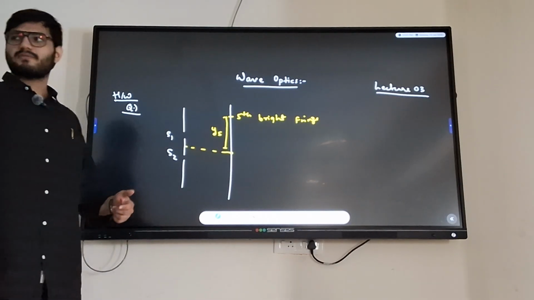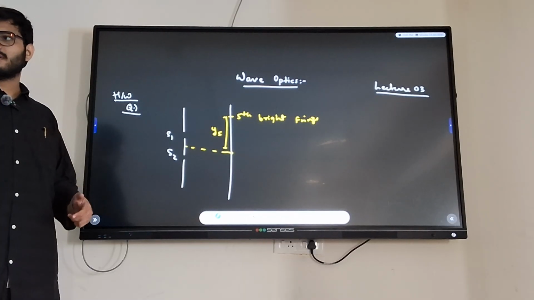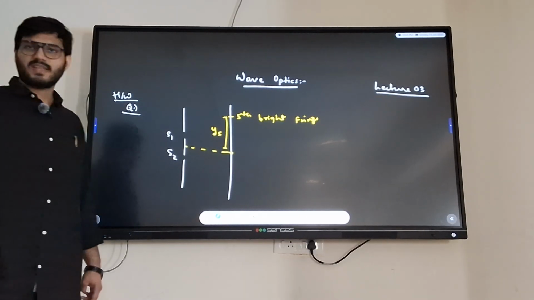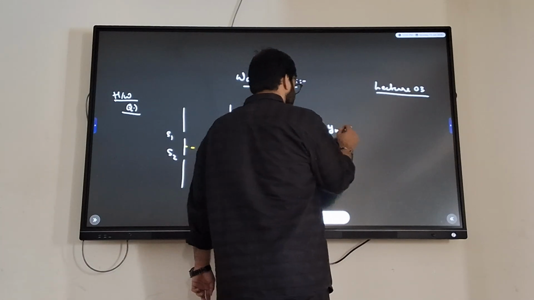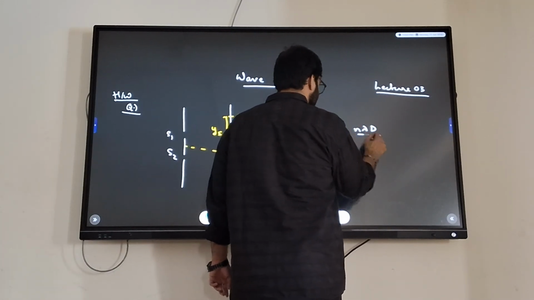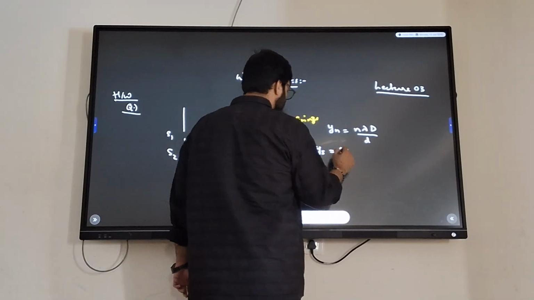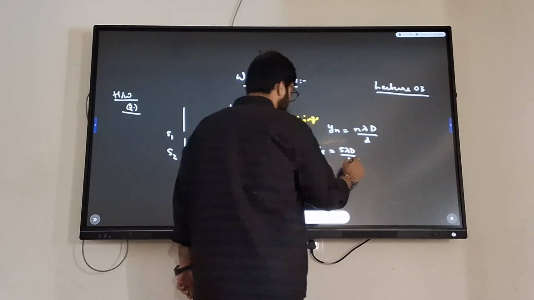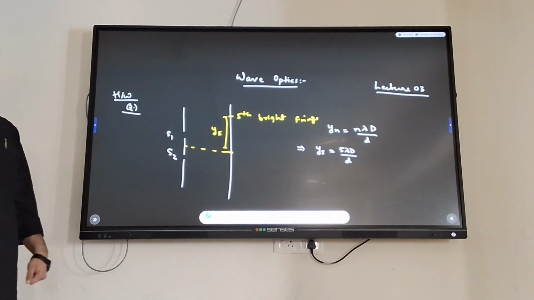What is yn equal to for any maxima? Position of nth maxima? That's n lambda D by d. Yn is n lambda capital D by small d. That means y5 is 5 lambda capital D by small d. This is the position of fifth bright fringe before doing anything.